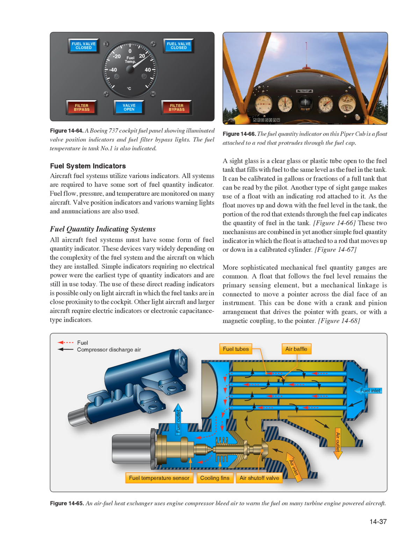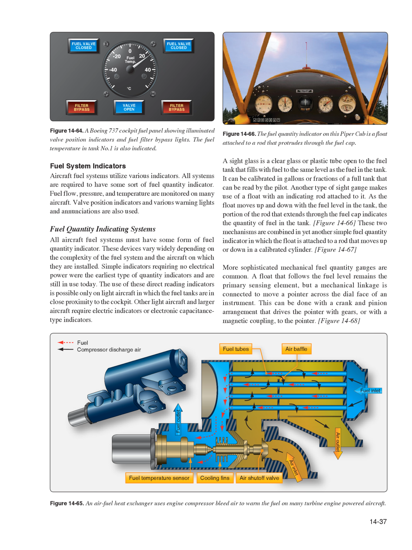Fuel quantity indicating systems. All aircraft fuel systems must have some form of fuel quantity indicator. These devices vary widely depending on the complexity of the fuel system and the aircraft on which they are installed. Simple indicators requiring no electrical power were the earliest type of quantity indicators and are still in use today. The use of these direct reading indicators is possible only on light aircraft in which the fuel tanks are in close proximity to the cockpit. Other light aircraft and larger aircraft require electric indicators or electronic capacitance type indicators.